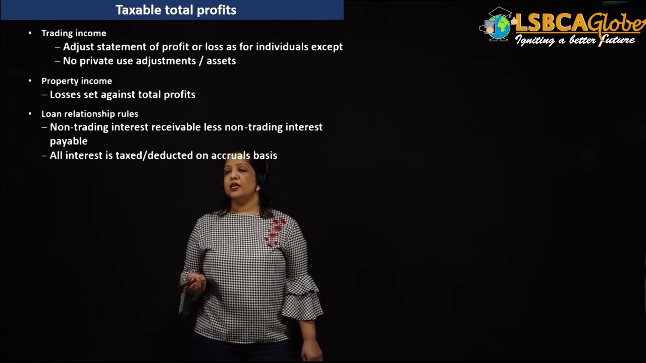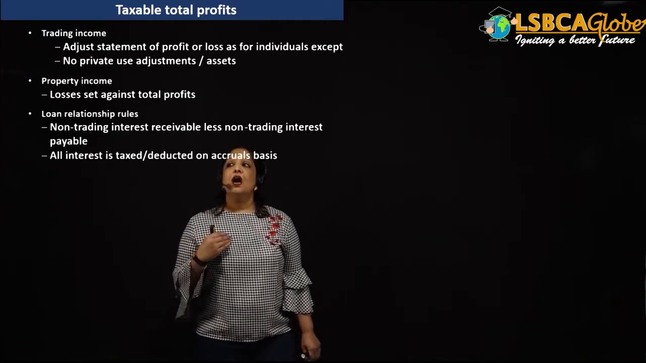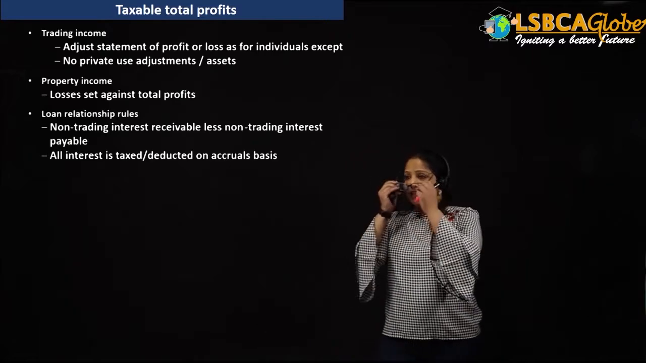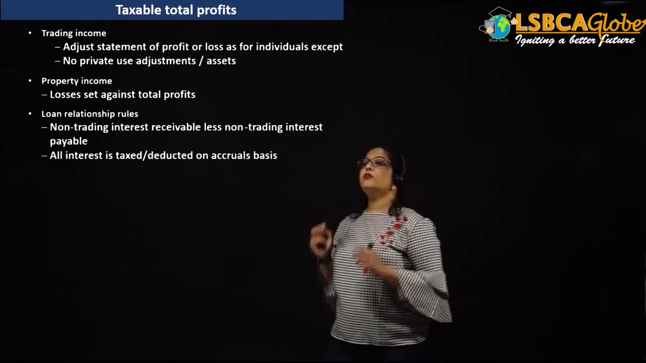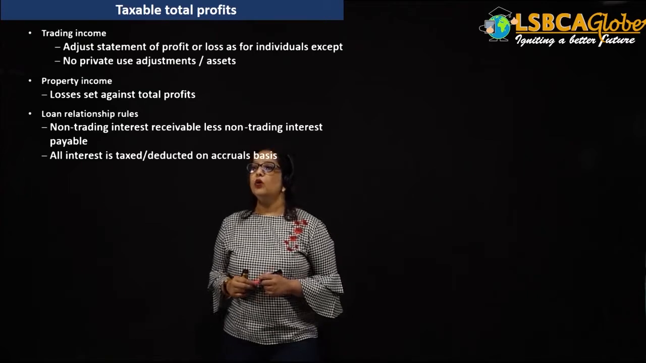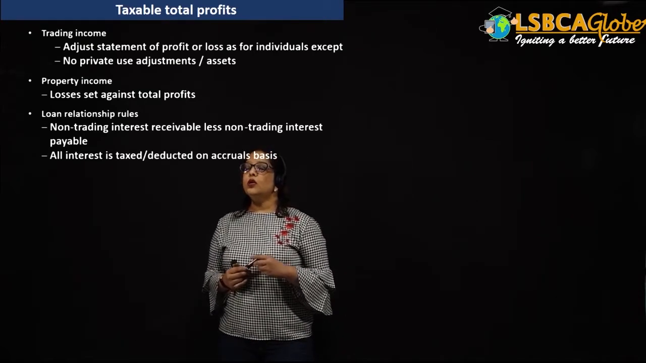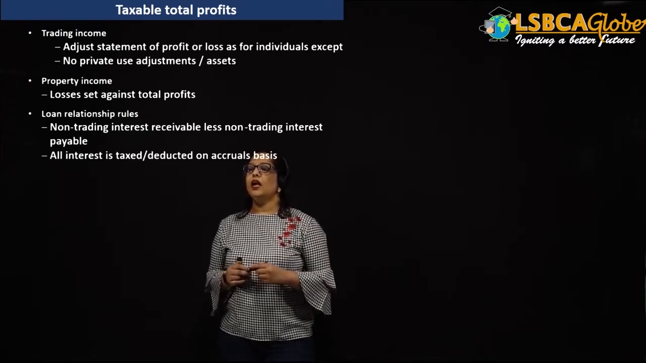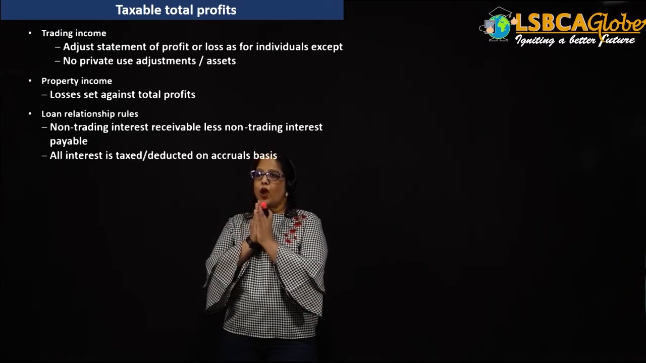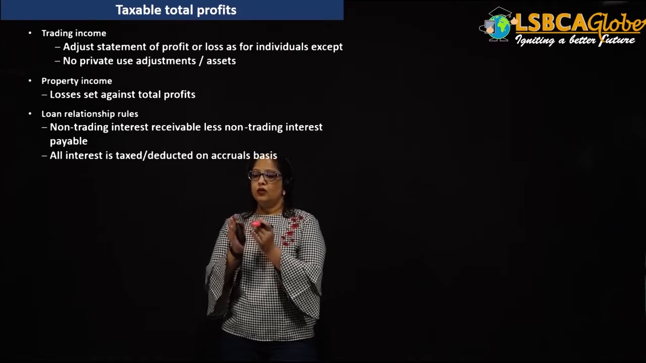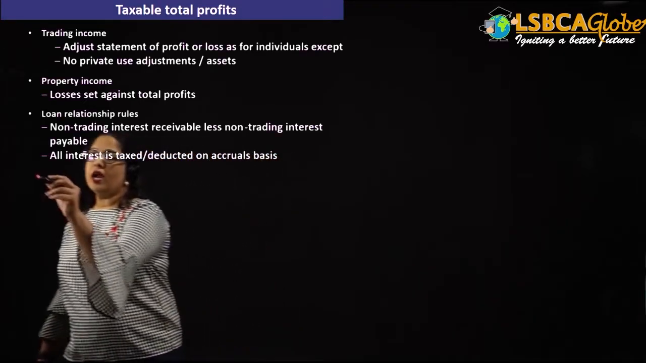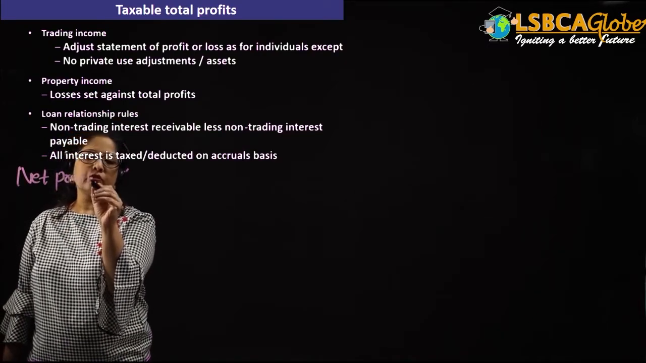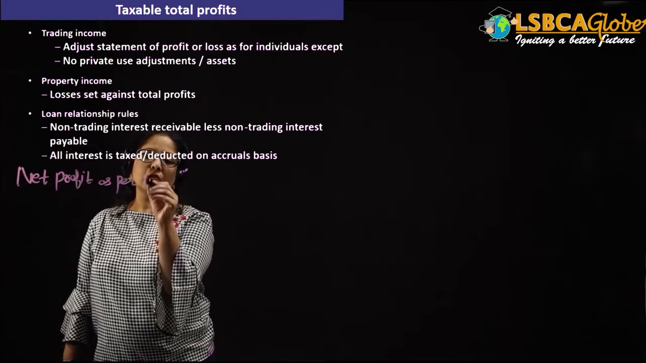Now class, we are going to discuss how to calculate the trading profits of a company. So far, I have just told you the format. Now I am going to tell you how to compute the total profits of a company. First of all, the trading income. Regarding trading income, you have to focus on one thing: you will start your answer with the net profit which is given.